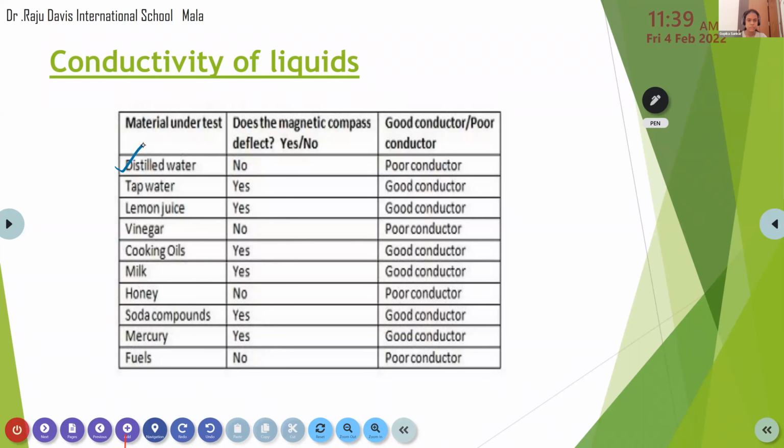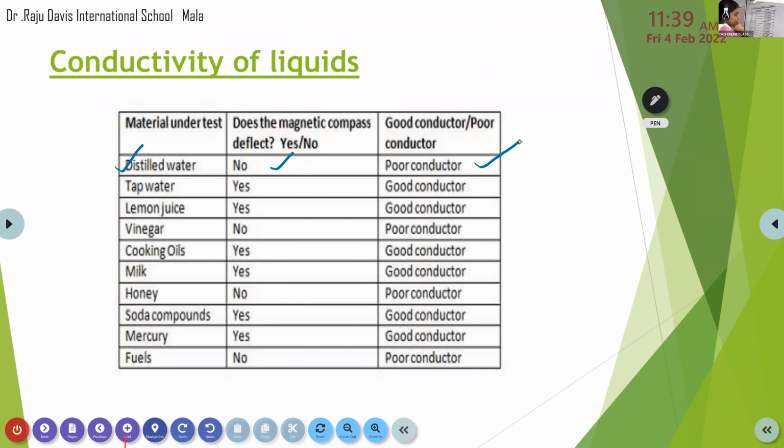So the first one is distilled water. Is it a conductor? No, ma'am. So when we connect it to the compass, is there any deflection? No, there is no deflection because it doesn't conduct electricity. So we can say that it is a poor conductor.